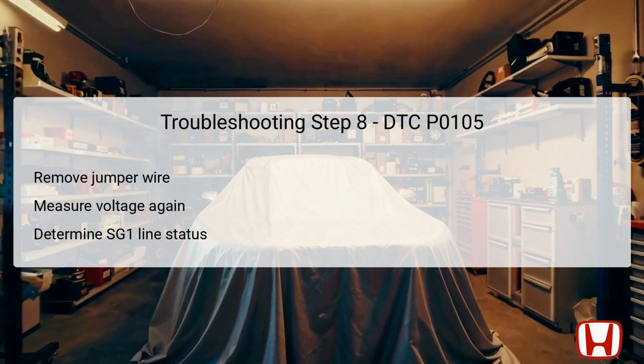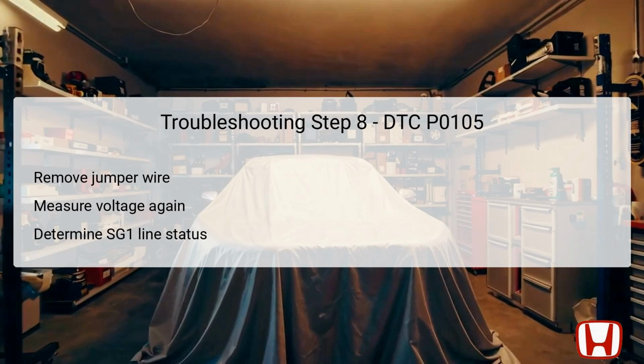For the 8th step, begin by removing the jumper wire used in the previous test to return the map sensor to standard operation conditions. Then, turn the vehicle on again and measure the voltage between 2 test points on the 3P connector. In this step, you're checking to see if there is approximately 5.0 volts.